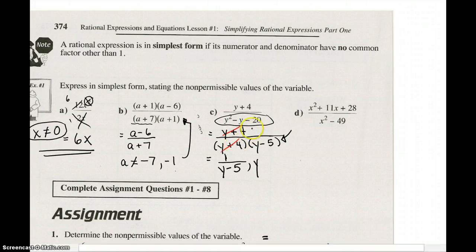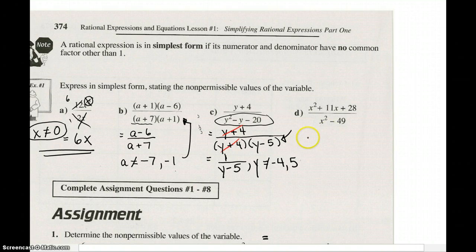So based on that, the second line, y cannot equal negative 4 and y cannot equal 5, because as soon as I put those 2 numbers in, the bottom becomes 0 because they're multiplied, and I end up with an indeterminate or an undefined expression.